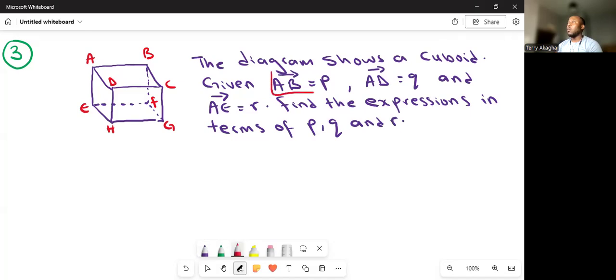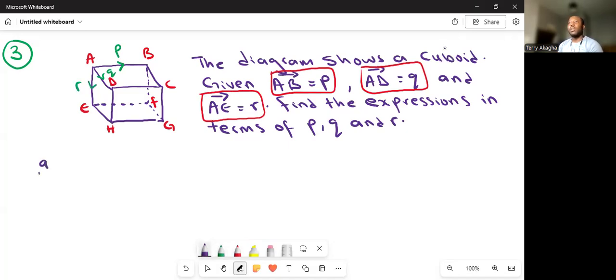So we have AB was equal to P. We had AD was equal to Q. And we had AE was equal to what? R. So we can now put it: AB, this is the direction, was equal to P. AD, this is the direction, we're told this is equal to Q. And we had AE, this is the direction, was equal to R, okay?